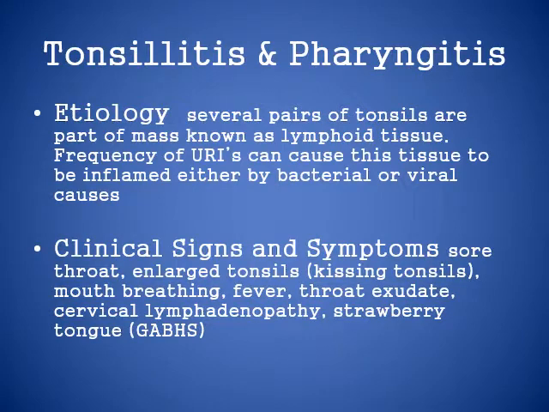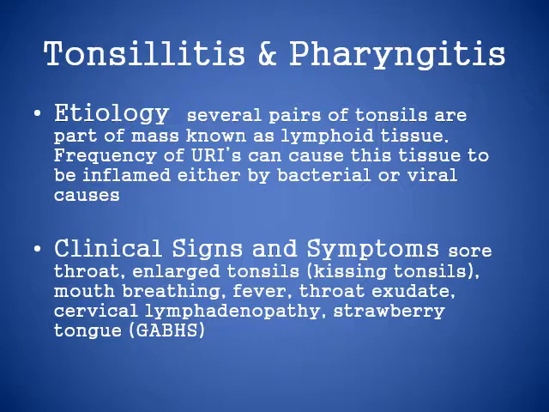So tonsillitis and pharyngitis. Etiology: we have several pairs of tonsil tissues in the back of our throat that are part of our lymphatic system. If you remember what the lymphatic system is responsible for, it's like the drain of the body. It's draining all of the bacteria and the junk away from our circulatory system and bringing it into the lymph tissue. The tonsils are very effective at doing this.